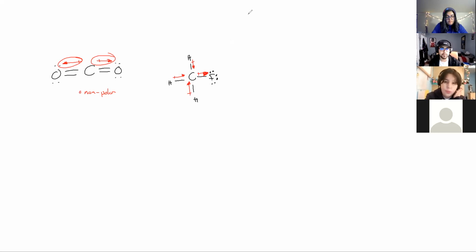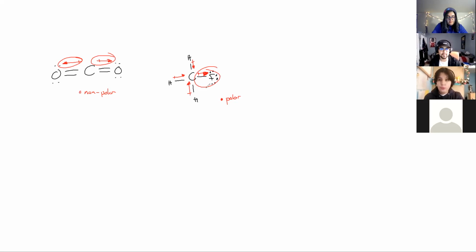So is this molecule polar or non-polar? What do you guys think? It's more polar than non-polar. Yeah, it is polar. This is a polar molecule, mostly because of this fluorine here.